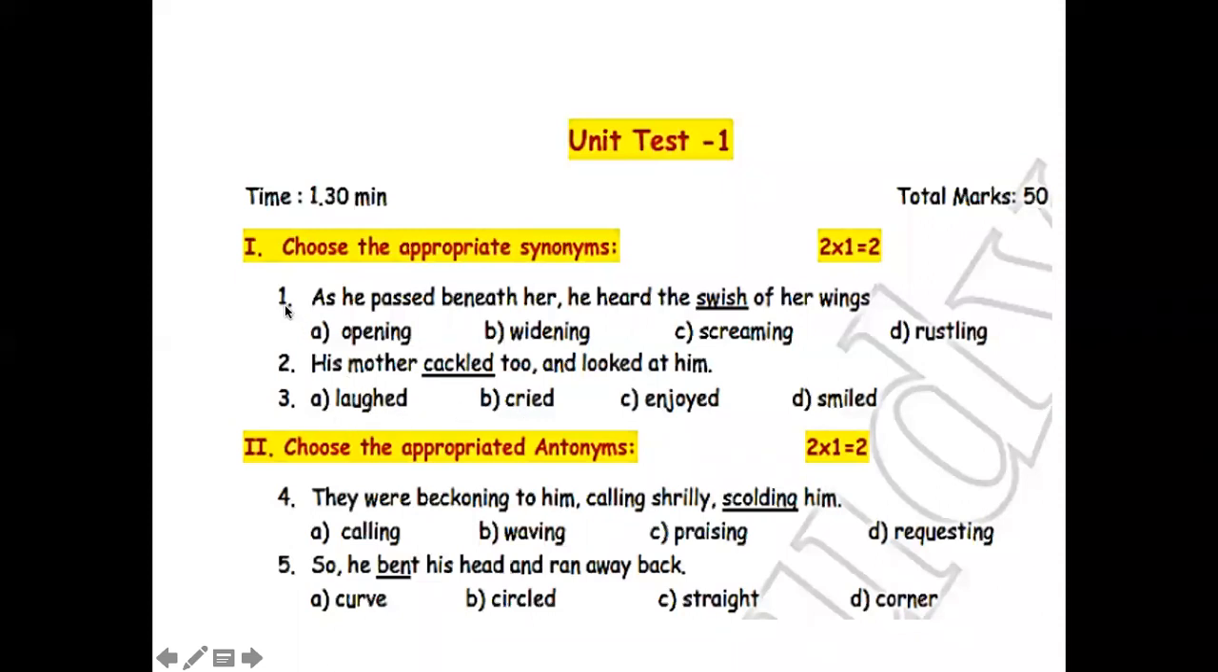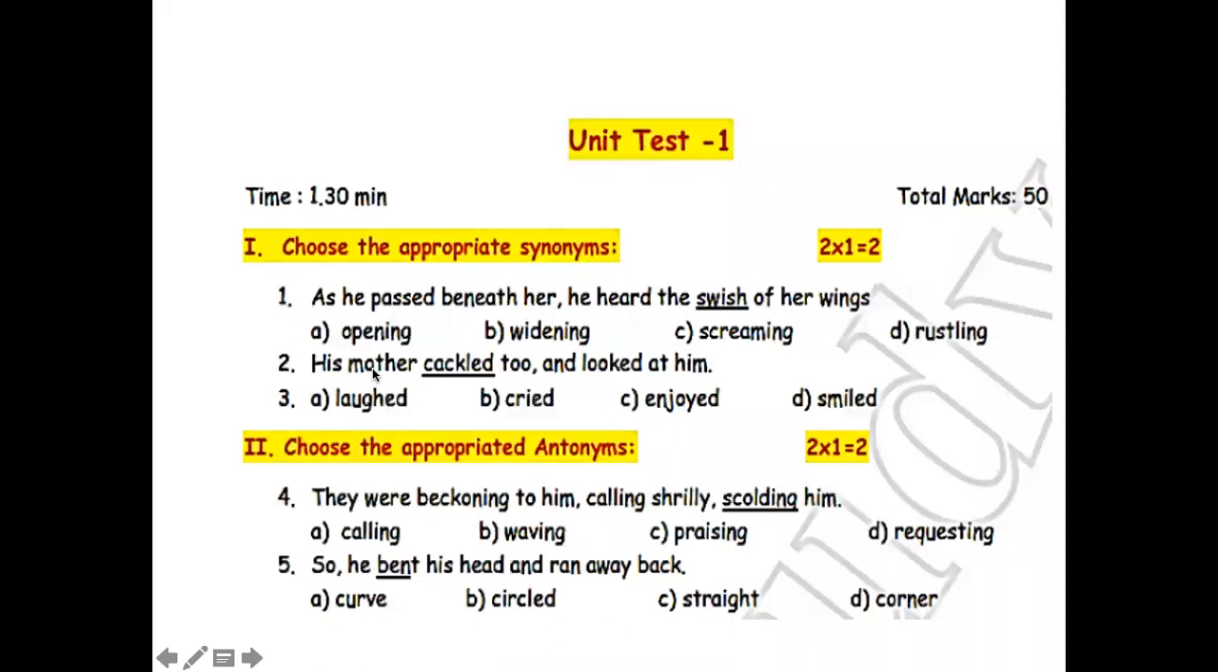Here you have question 1, and here you have the word for which you have to choose the meaning from the options given below. So as he passed beneath her, he heard the swish of her wings. So here, what is near the meaning of swish? Here you can get the word as rustling. Swish, rustling, these are the sounding words here. There is near to meaning.